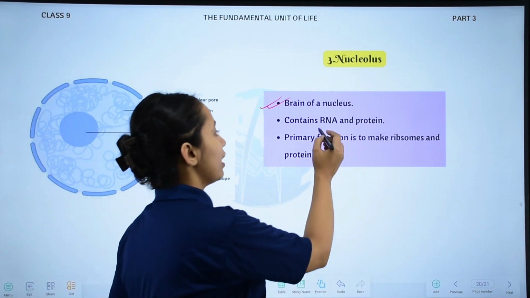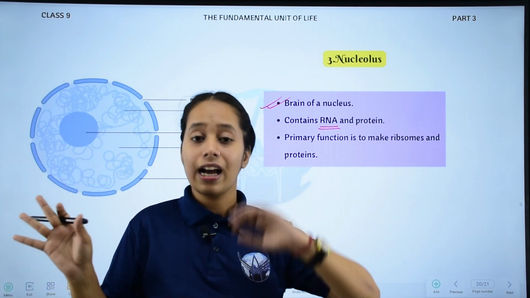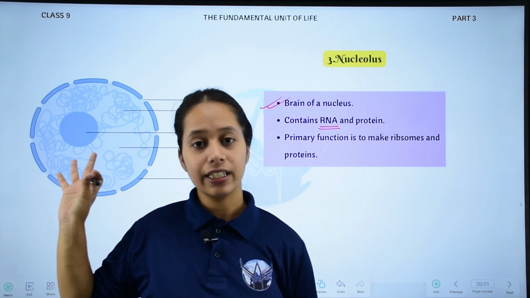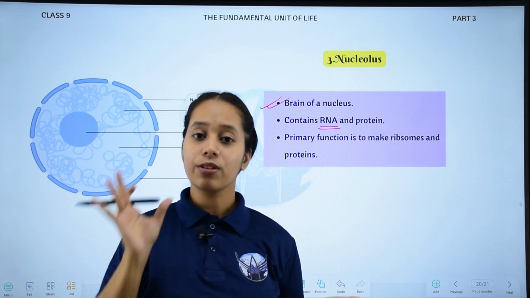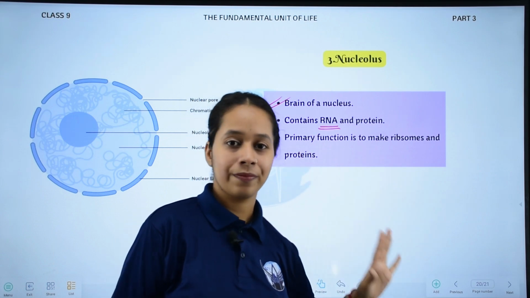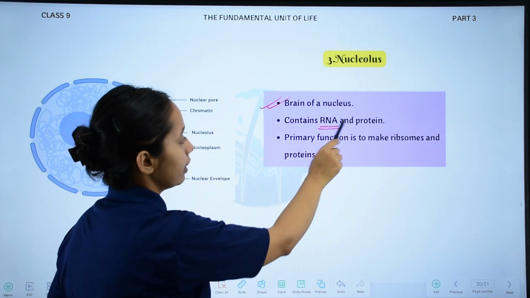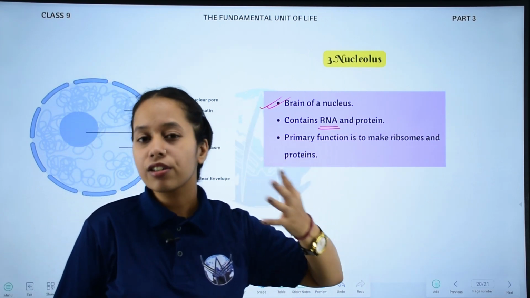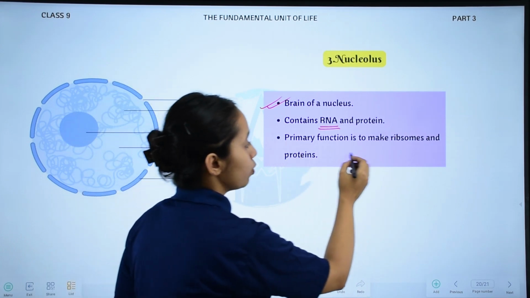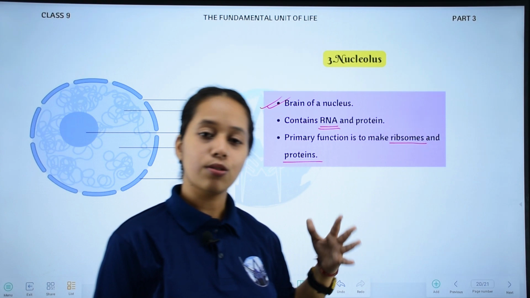It contains RNA and protein. What is RNA? DNA was deoxyribonucleic acid. RNA is ribonucleic acid. Cut the deoxy part from DNA, you will get RNA. Do not get confused: deoxyribonucleic acid is DNA, and ribonucleic acid is RNA. In the nucleolus we will find RNA and protein. And what is the major function of the nucleolus? The primary function is to make ribosomes and proteins.